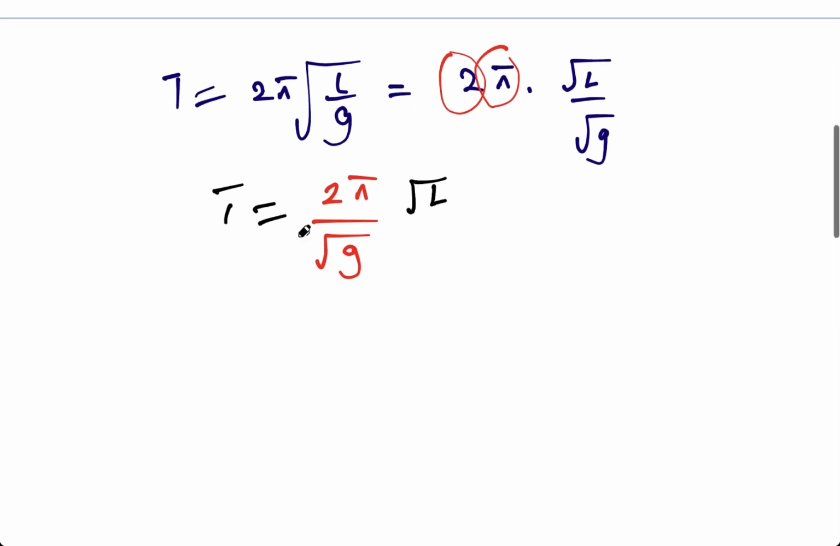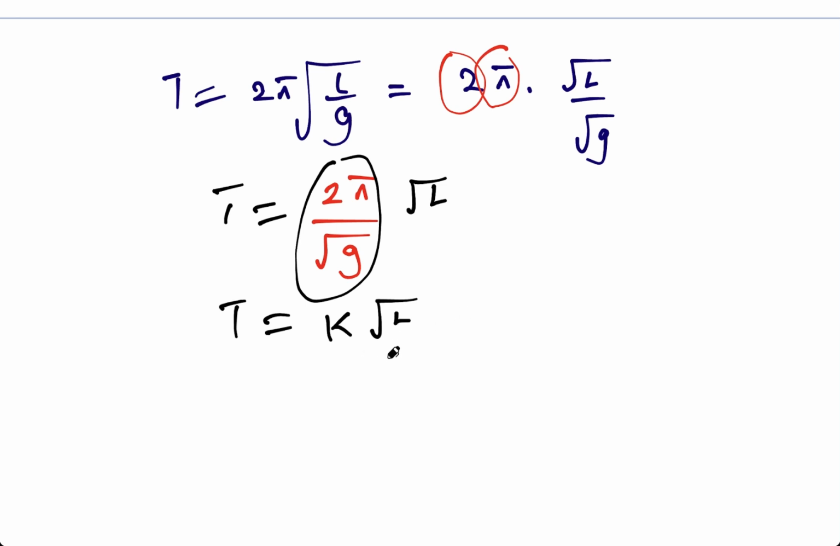So what does that tell us? I can represent this entire 2 pi over square root of G as a constant. So I have this as T equals a constant. You can use K this time around, K times square root of L. So let me make the constant subject of the formula. That implies that T over square root of L equals the constant K.